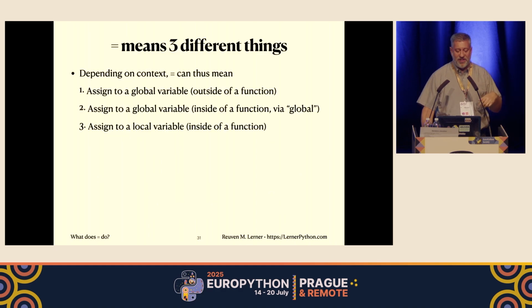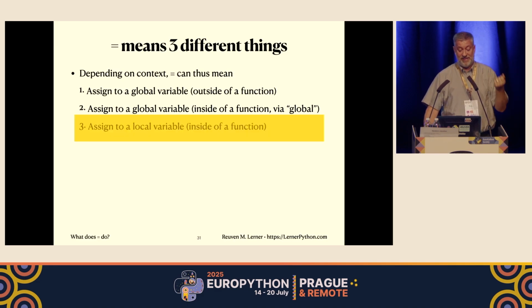So we've so far seen that the equal sign, the assignment operator, means three different things. Depending on the context, it can mean I'm going to assign to a global variable outside of a function, I'm going to assign to a global variable inside of a function, or if I'm inside of a function and I assign, I get a local variable. Well, let's make it more complicated.